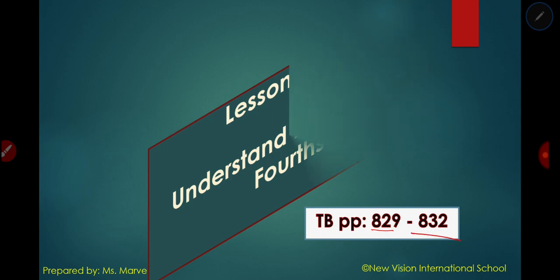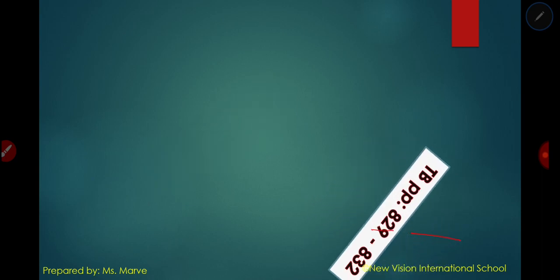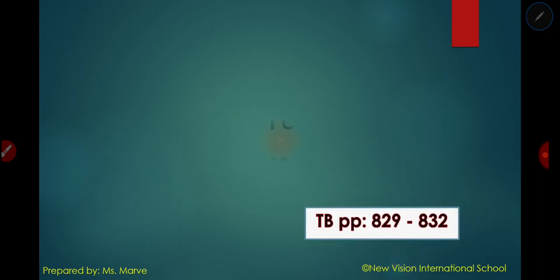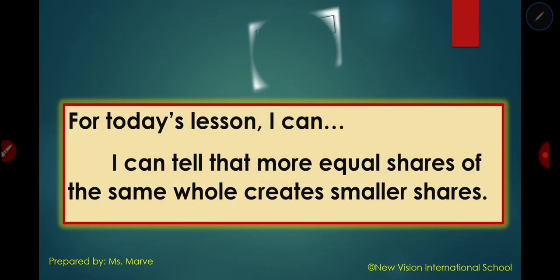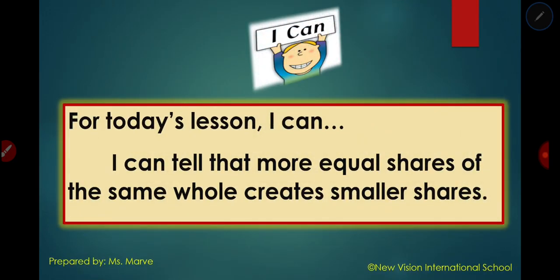So, before we begin, we need to, of course, read our objective together. Okay, 1, 2, 3, start. For today's lesson, I can tell that more equal shares of the same whole creates smaller shares. Very good. Okay. Now this lesson is actually a little bit different from the previous one.